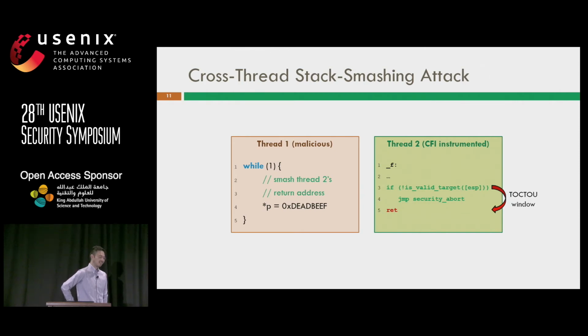So my question is this. Since you said you tried this exploit on 12 different CFI implementations, how can you generalize this idea of a time-of-check-to-time-of-use window that's also doing cross-thread stack smashing? How is this idea scalable to any other potential window? So we just want to show that multithreading is a problem for CFI enforcement. So this is kind of a proof of concept attack. Okay, thank you.